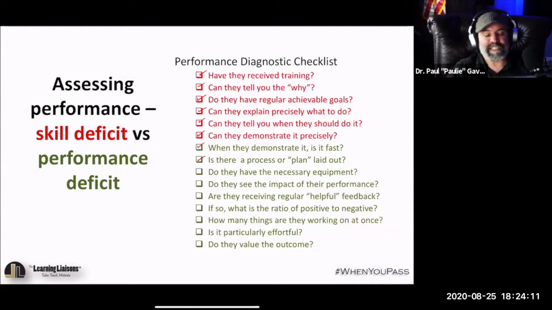Do they have the necessary equipment? Hey, do you have, I was just talking about asking questions, a clicker, this and that and the other? They have a whiteboard. Do they have a projector if you're asking to do things like that? Here's a very important one. Do they see the impact of their performance?